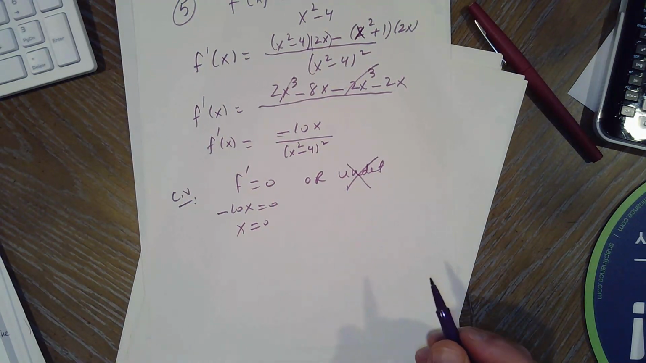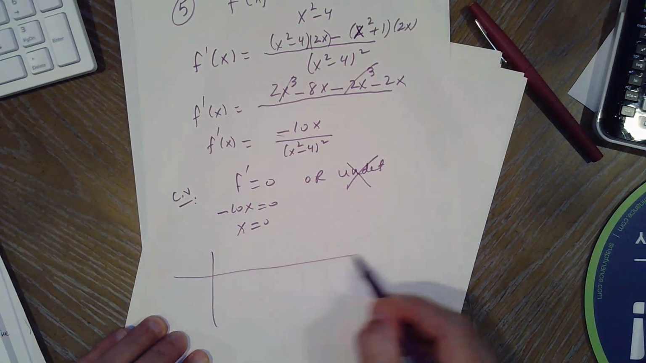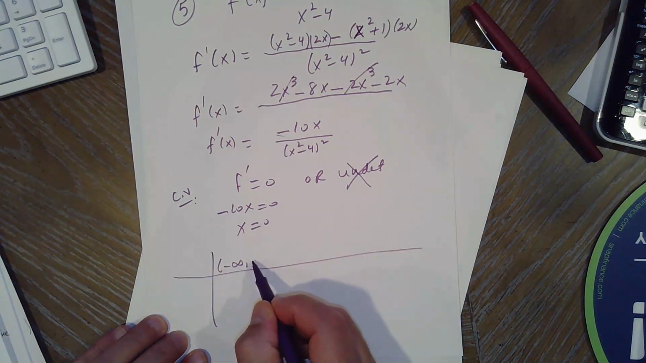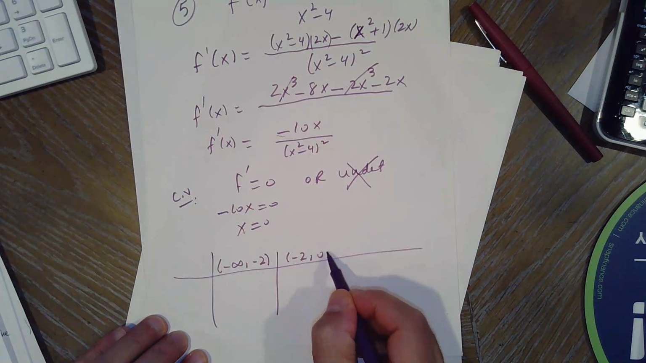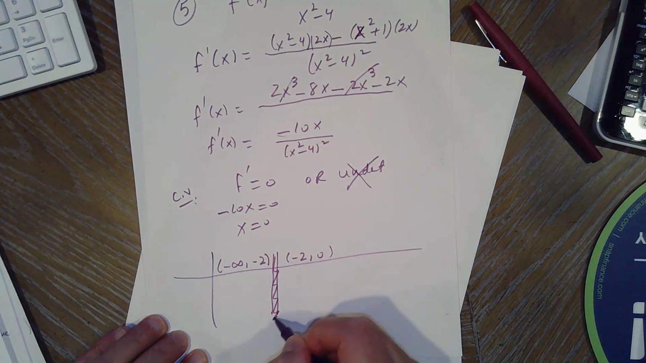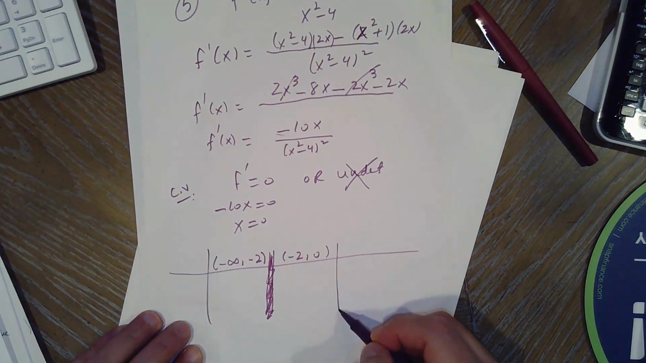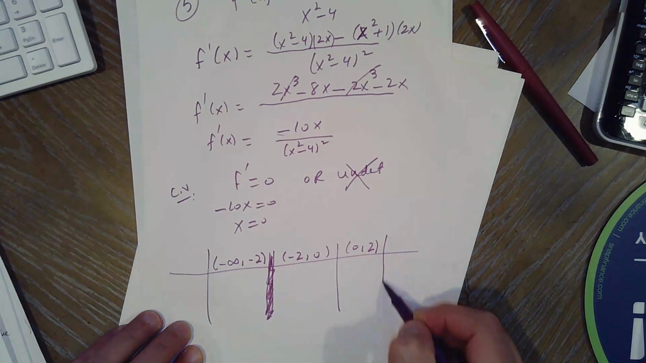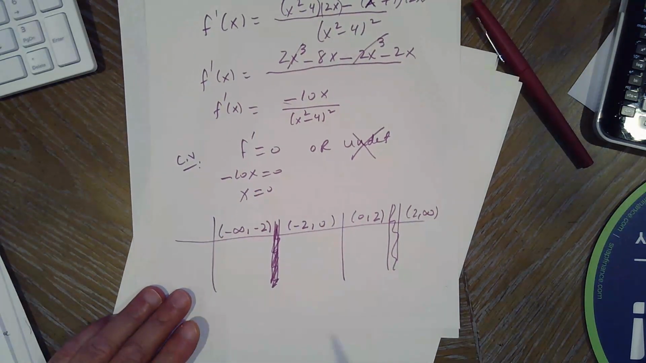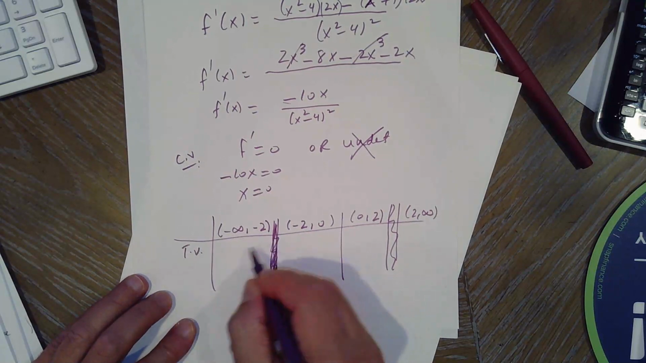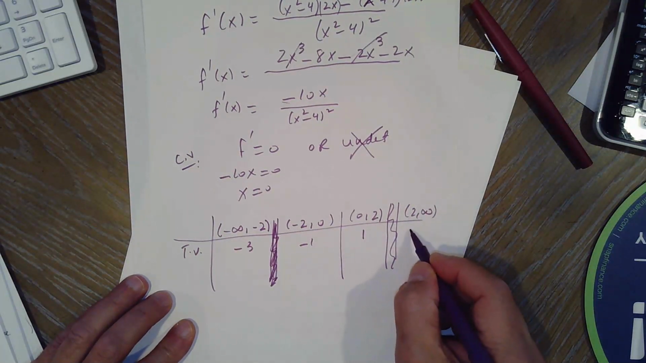And then we do our chart, but remember the domain is not all real numbers, so we're going to have to work that out. So negative infinity to negative 2, and then negative 2 to 0. Negative 2, it's undefined there, so we put that to remember that it's undefined. And 0 to 2, it's also undefined at 2. And then 2 to infinity. We pick a test value within each interval. Negative 3, 1, and 3.